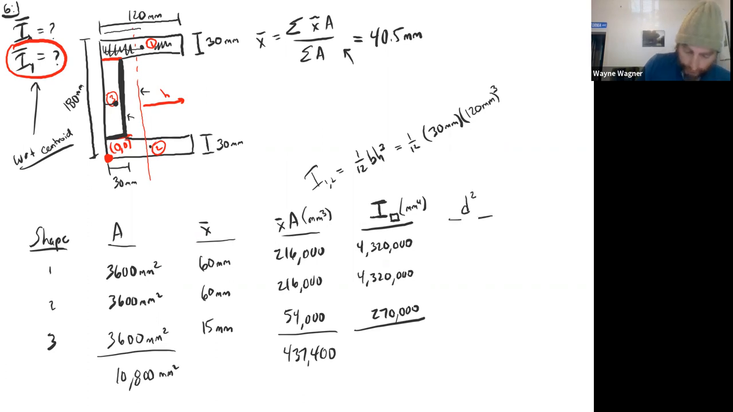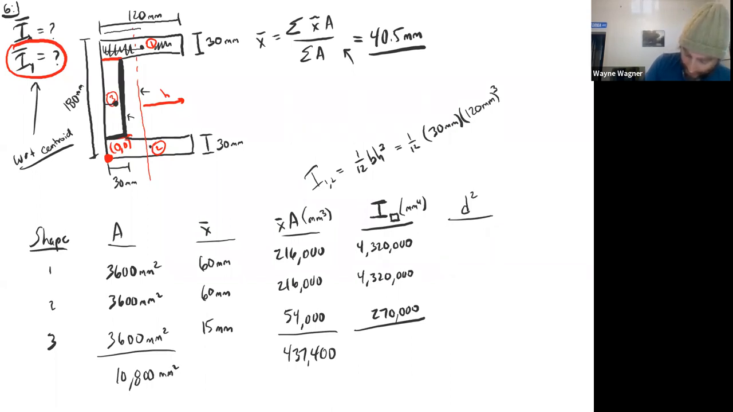Okay, remember the distance is the distance between this axis and the centroid of the thing we're looking at. Okay, and we don't have to worry about signs here because we're going to square it. Okay, so I'm just going to put the distance and I'm going to square it like this. You know what? No, I'm not going to do that.